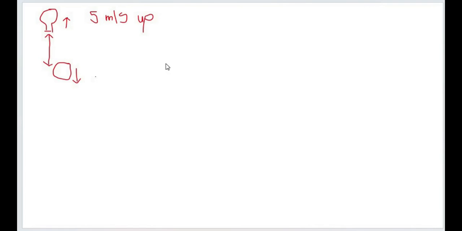So let us do that. Find the distance the hot air balloon has traveled up in 2 seconds. So what is it that we have? We know that we have VI for the hot air balloon, which is 5 meters per second. And another important thing is that you need to decide the direction. So I'm going to say up is positive, and down is negative.